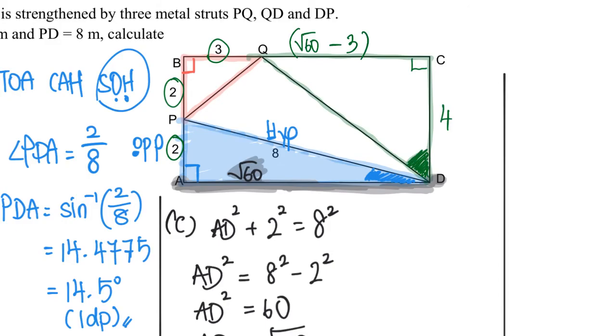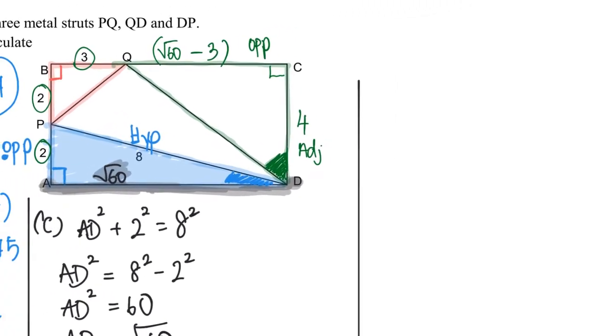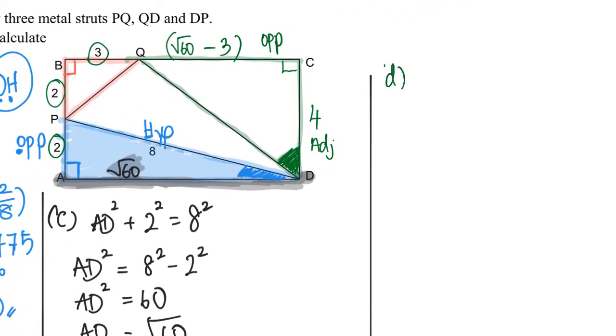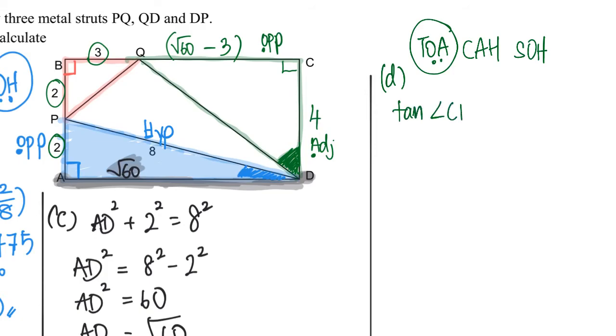And once I have this, since the angle is here, I will be able to see that this will be my adjacent side, opposite side. Again, given SOH CAH TOA. So part D is here. Given SOH CAH TOA, I got A and O, tangent. Angle CDQ is equals to opposite, which is square root 60 minus 3, the whole thing, over 4.